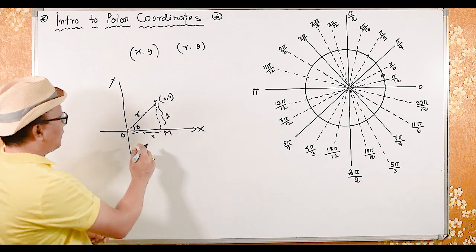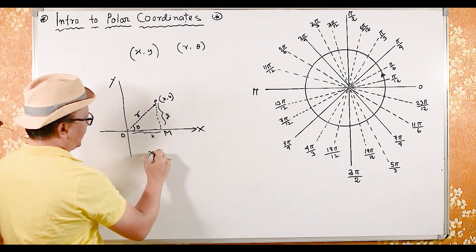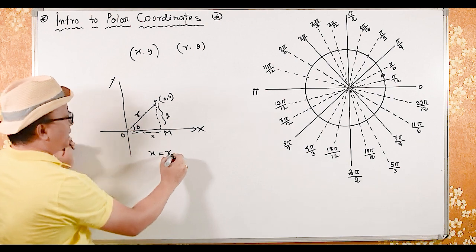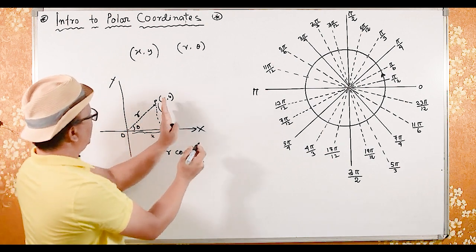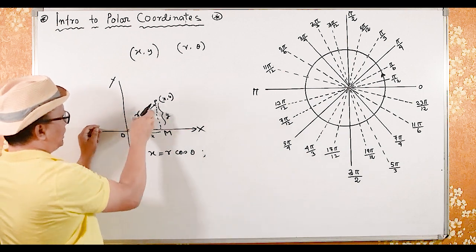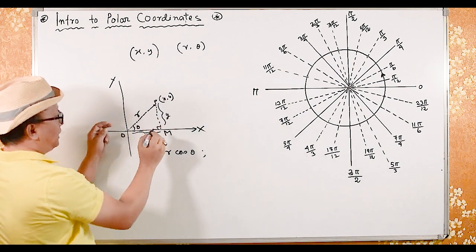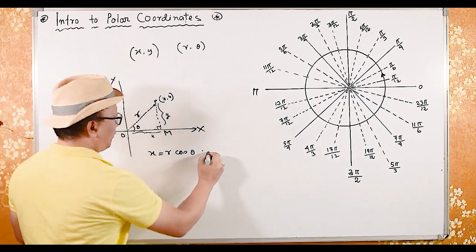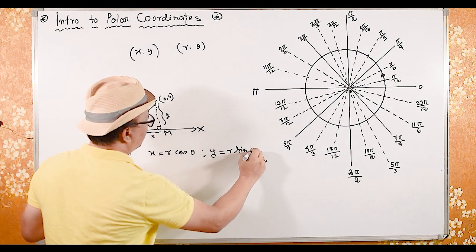Now, in terms of polar, we can say x equals r cos theta. In this form, since this is 90 degrees, this will be 90 minus theta. Therefore y will be r sine of theta.